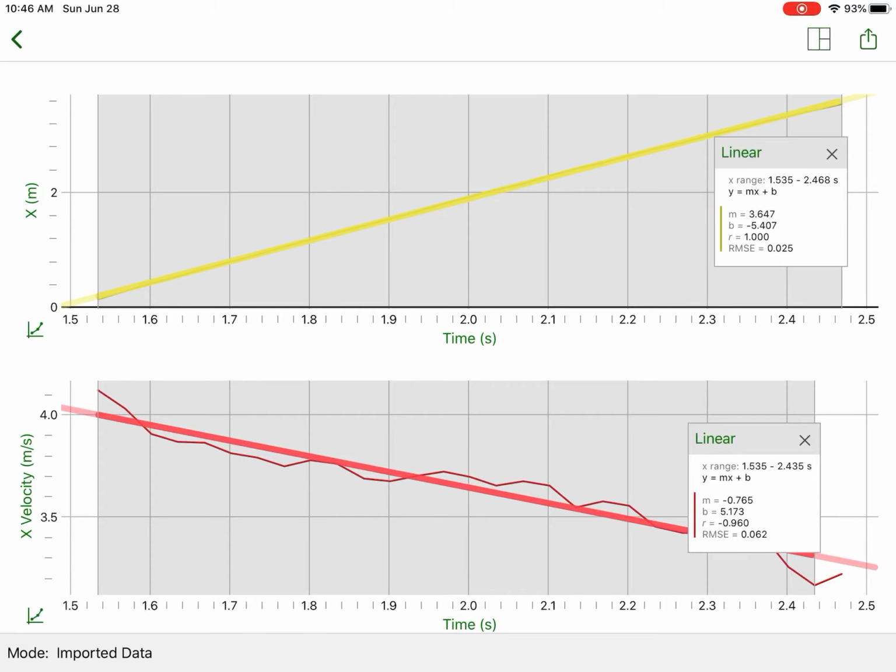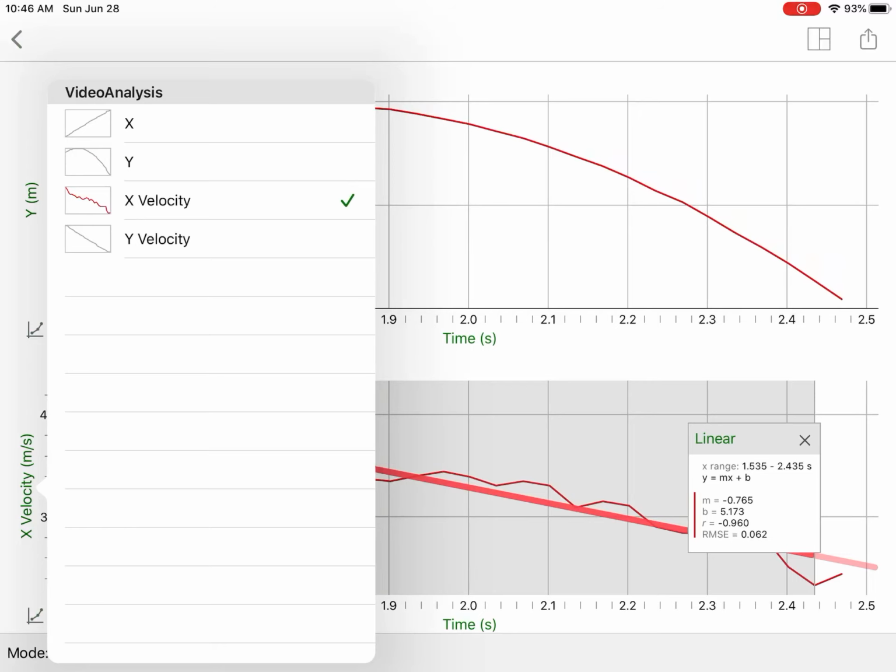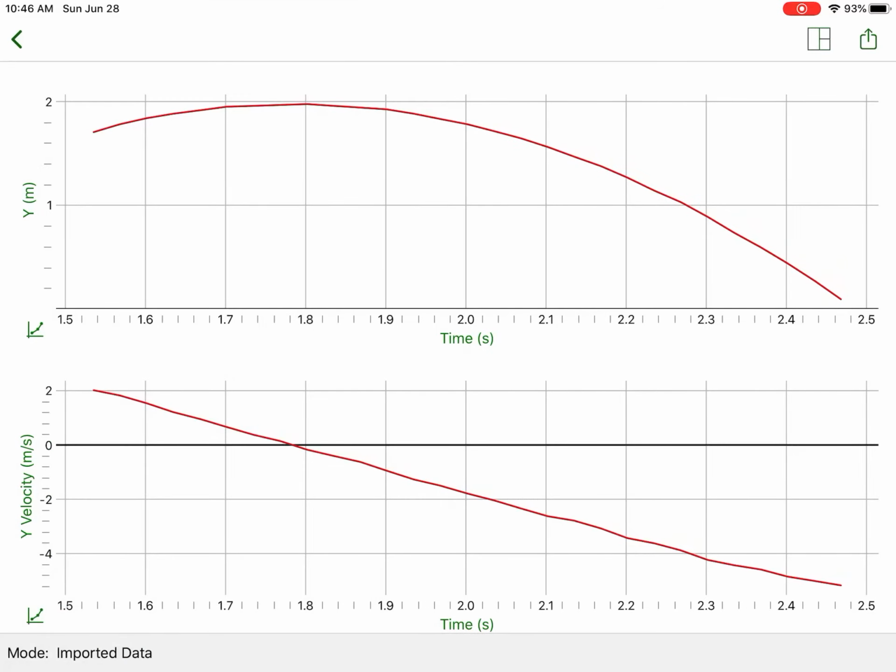And then let's change it to the y's. Let's just focus on the bottom one for now, and let's get the acceleration. The velocity at the beginning of the ball's motion is 2.013 meters per second. And then at the end, the velocity is negative 5.169 meters per second. The velocity is changing by a constant amount because the line is very linear. This also means there is a constant acceleration in the y.